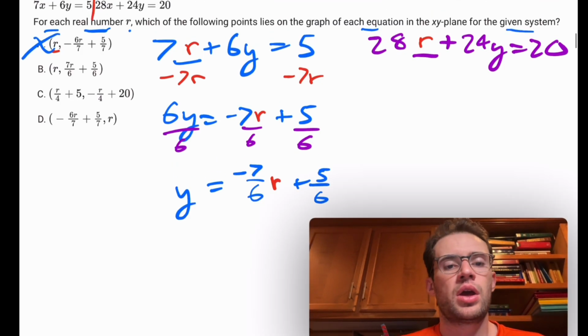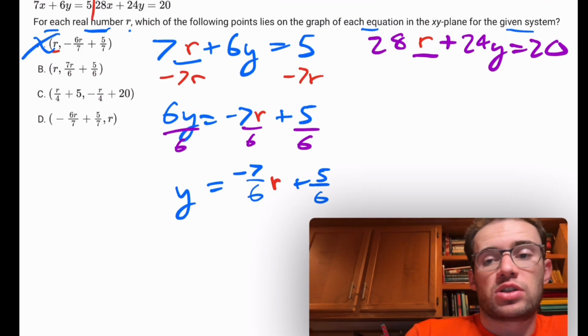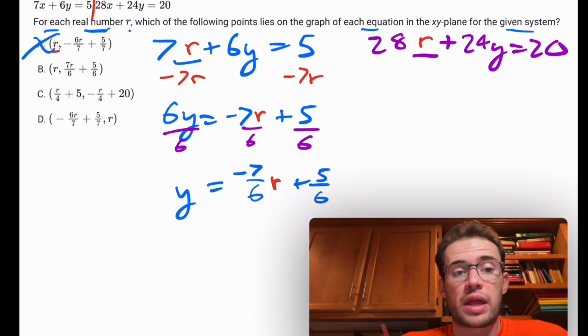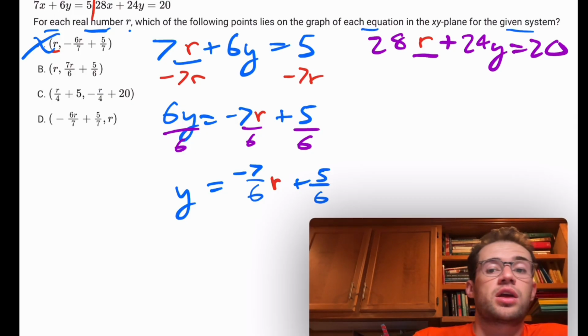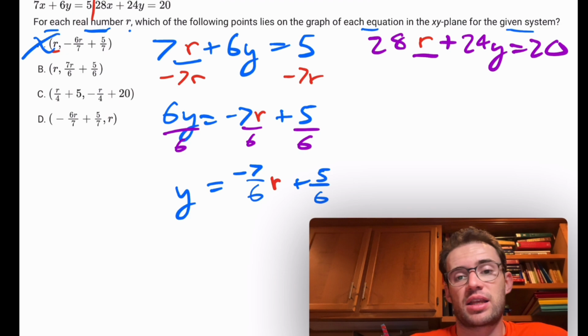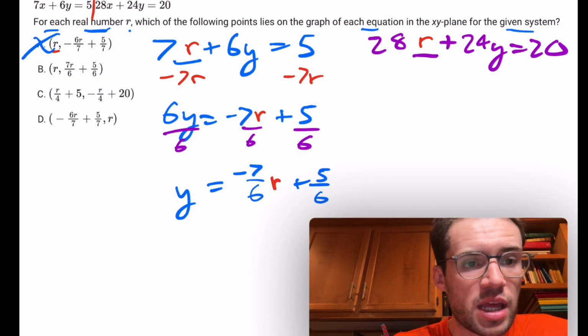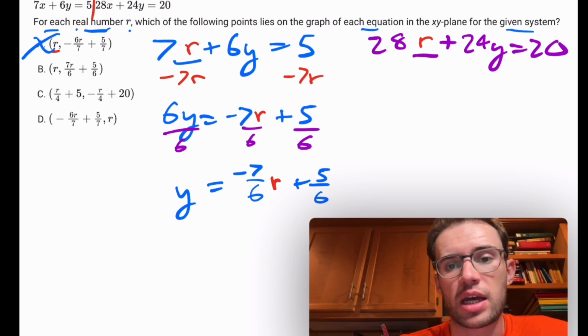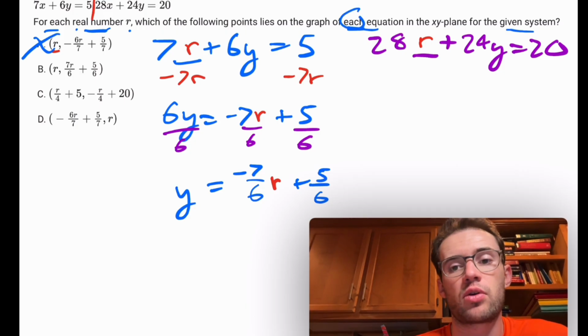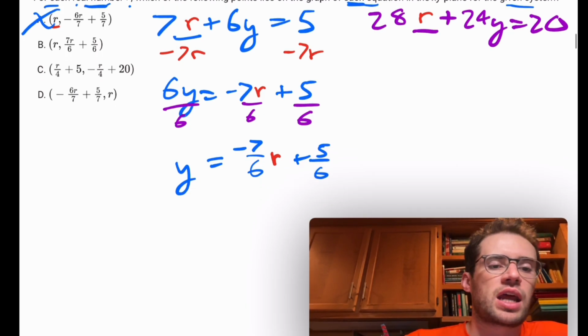That's a shame. Well, we don't even have to worry about doing it for the second equation because we already ruled out A, right? So if it doesn't work for one of the equations, then it's already not satisfying this, because it should be for each real number, which of the following points lies on the graph of each equation. So it has to be both equations. Okay, so we know it's not A.